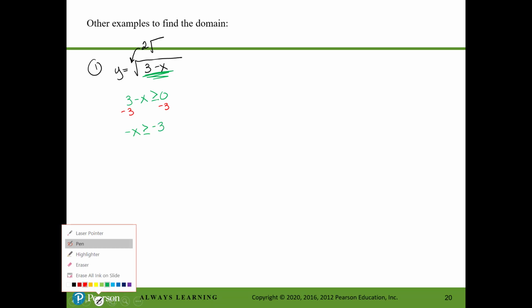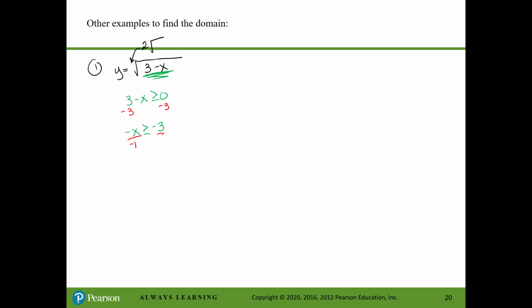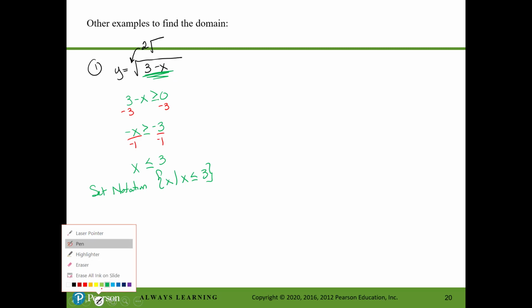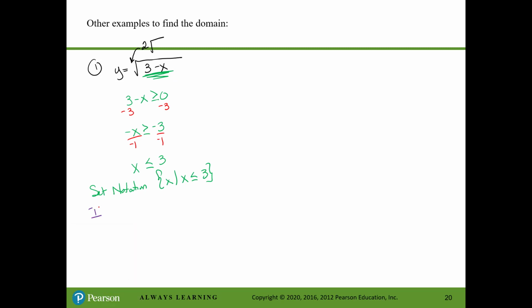And I still need that x by itself, which means, that's right, divide both sides by negative 1. And you know as well as I do what happens when you divide an inequality by a negative number. Yep, that flips over, doesn't it? Which means your value for x is less than or equal to 3 in this case. So, you already gave me the answer for set notation. Set notation is the set of x such that x has to be less than or equal to 3. What happens if I wanted interval notation?